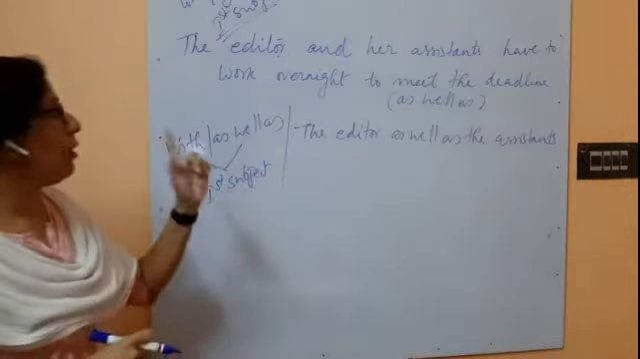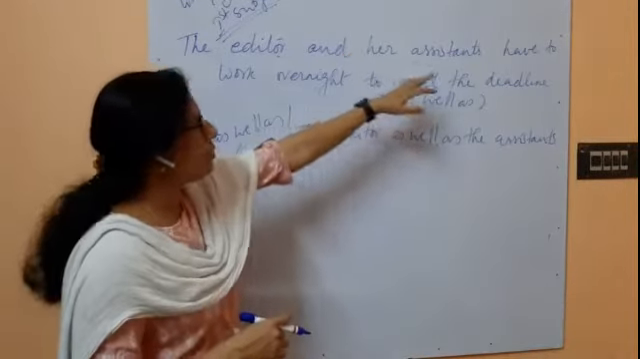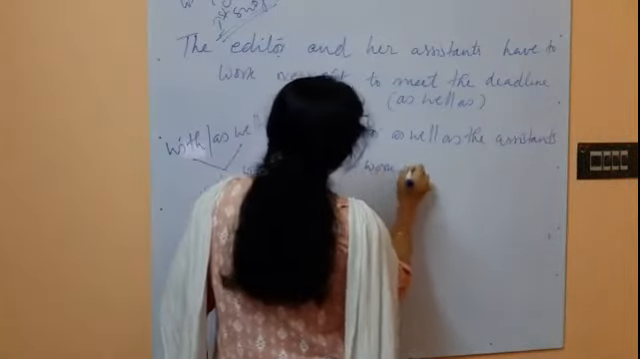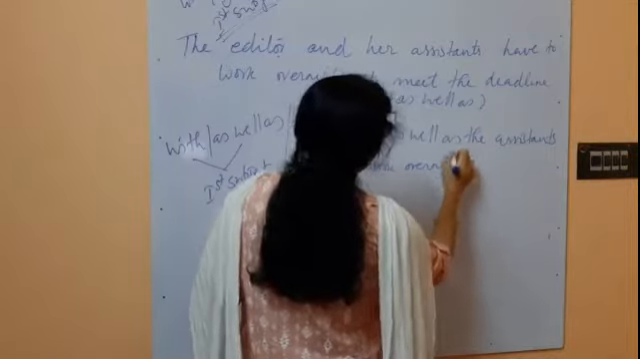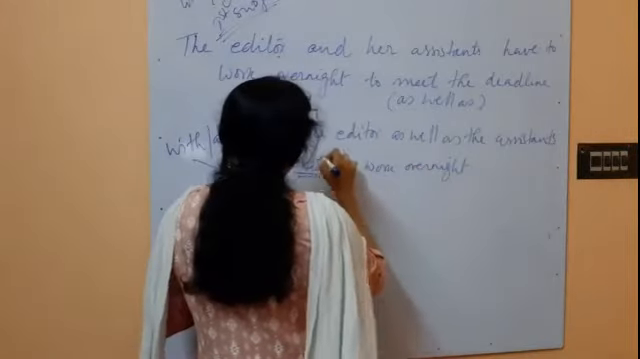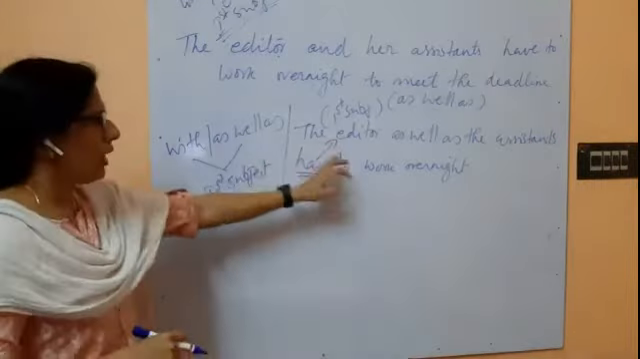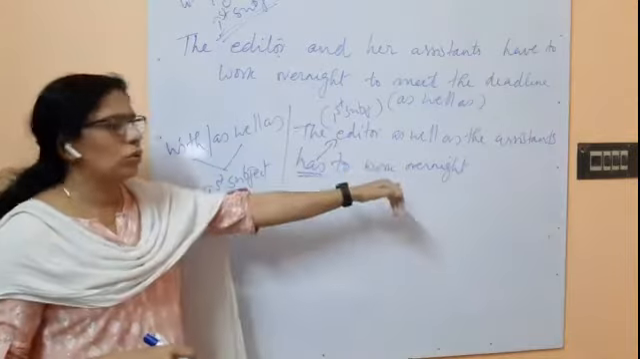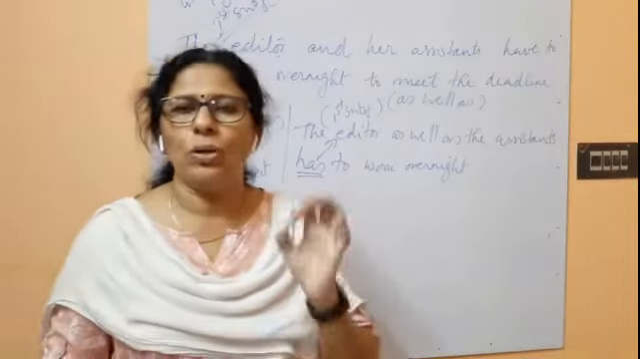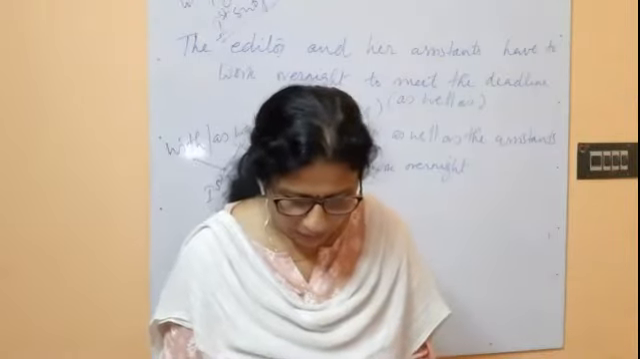Will it be "have to"? No. Instead, the verb agrees with the first subject over here, so it is "has to work overnight to meet the deadline." Why we have used "has" means the verb agrees with the first subject only. Understood? So the editor as well as the assistants has to work overnight. With "with" or "as well as", the verb agrees with the first subject. "Either or", "neither nor": the verb agrees with the second subject. Understood? Okay, so that is combining by using "as well as".